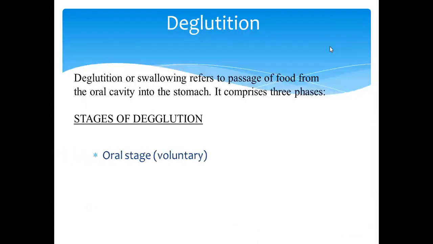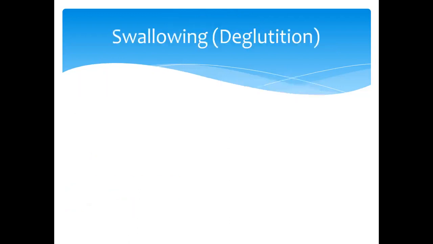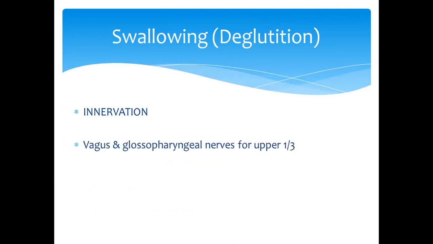Deglutition, or swallowing, refers to the passage of food from the oral cavity into the stomach, and it comprises three phases, namely the oral stage, pharyngeal stage, and esophageal stage. Moving on to the different stages in detail, for that we have to discuss the innervation.